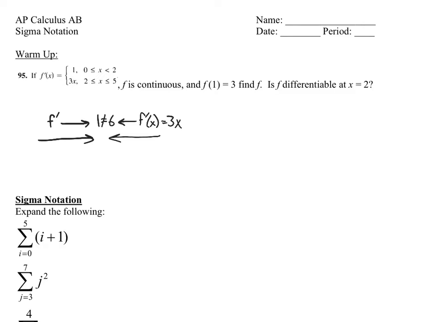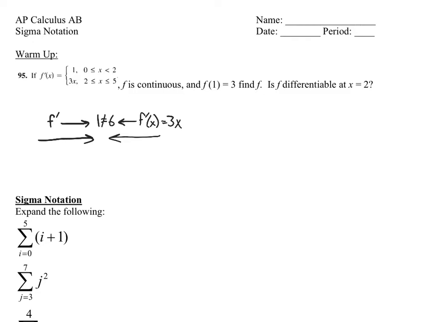Well, if the left piece were to continue all the way to 2, the derivative would equal 1. The derivative from the right, the part that's bigger than 2, is going to equal 6. So they're not approaching the same thing. So we're going to have a sharp change in direction at 2. So no, this wouldn't be differentiable at 2.